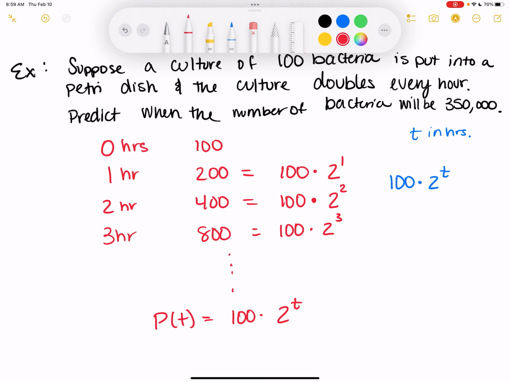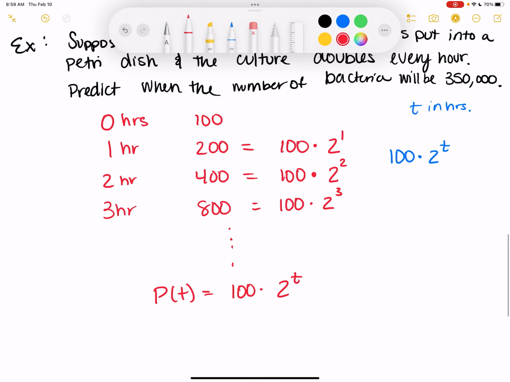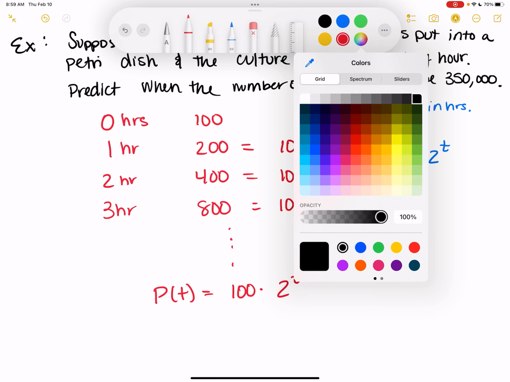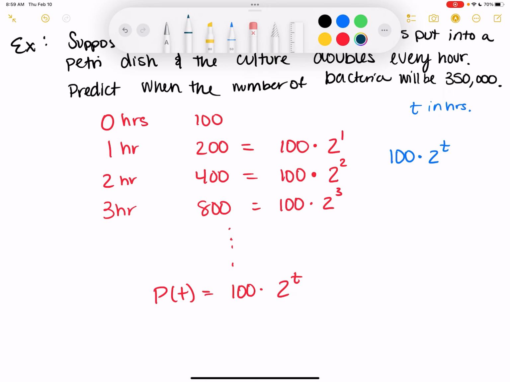Okay, now it asks us to predict when the number of bacteria will be 350,000, meaning when our P of t is equal to 350,000. So I'm going to switch colors here. Now I replace, so this is my P of t value here. I realize that looks like the same color, but I promise they're different. One's blue and one's black.